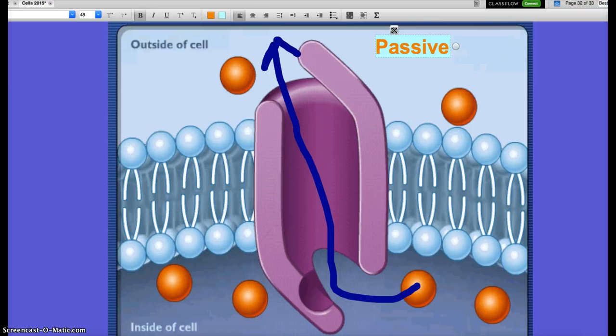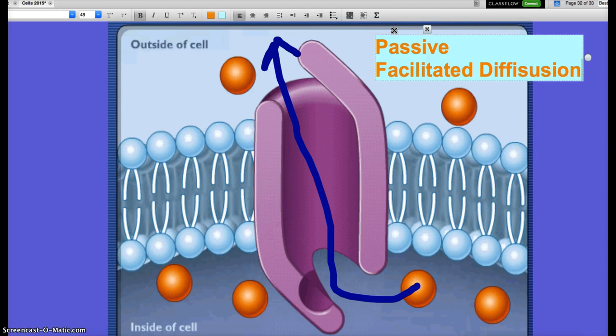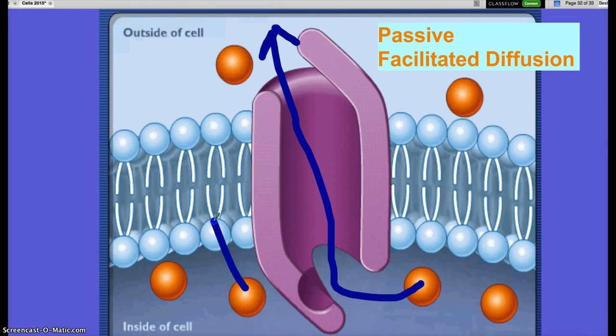What type of passive transport did I just draw? Facilitated diffusion. How do we know it's facilitated diffusion? Because the solute is going through a protein from high to low. Regular diffusion would be this: a molecule traveling from high to low through the lipid. And through the protein is facilitated.